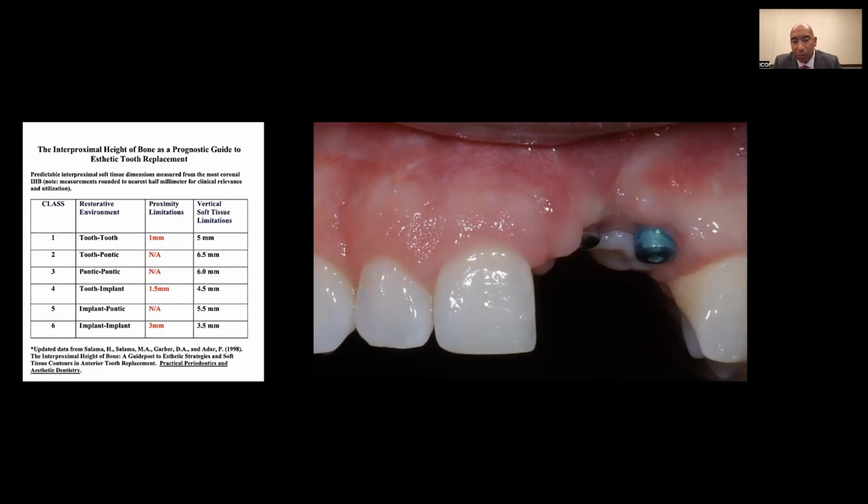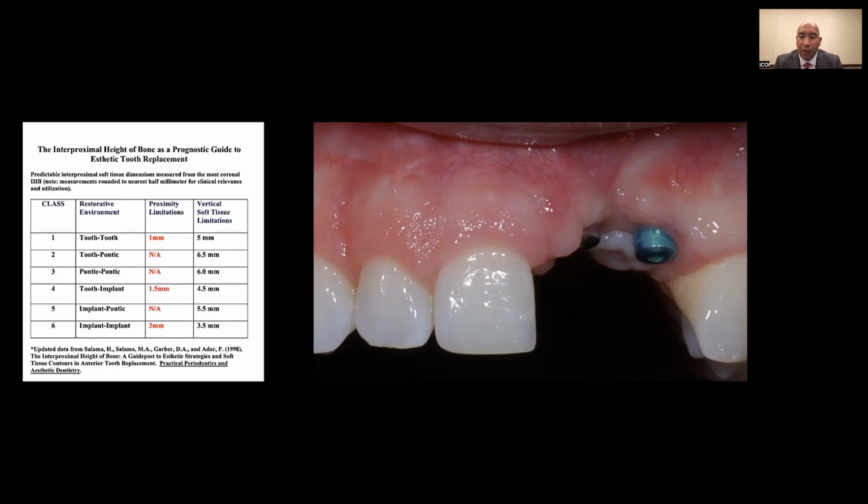This is a paper from Salama and Garber and Pincus Adar. It's kind of old, 25 years old now, but what they observed was, between 2 implants, the papilla height on average is only 3.5 millimeters tall. Whereas if you go implant and pontic, and you'll see that strategy sometimes, that papilla height goes from 3.5 to 5.5 millimeters, so you can get quite a bit more, and you're kind of just faking it with prosthetics at that point.